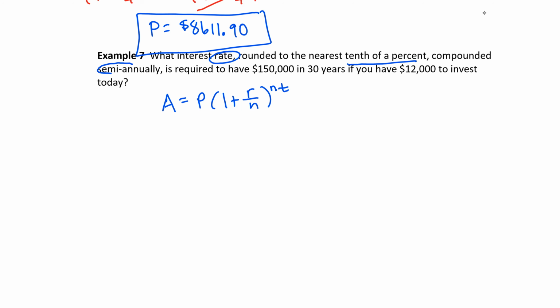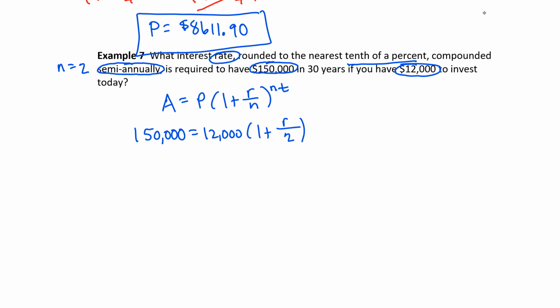Compounded semi-annually, so that means twice per year, is required to have $150,000. That's what we want to retire with. That's our future value. That's going to go over here. And our principal is what we have to invest today. That's $12,000. Remember, R is our unknown. N is 2. Oh, and we've got 30 years up here. We're going to leave it alone for 30 years.